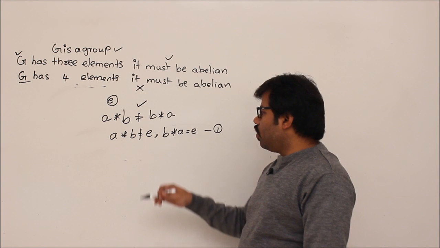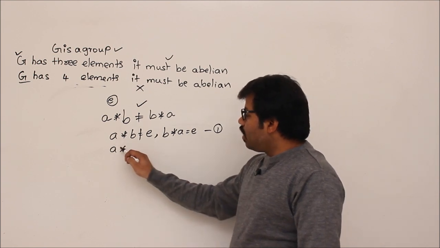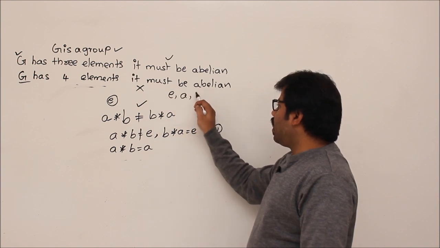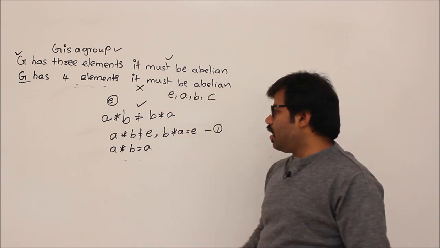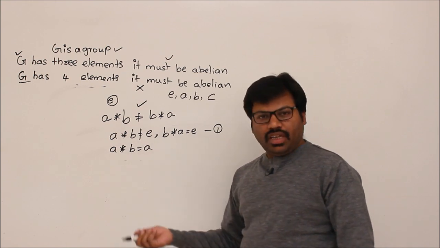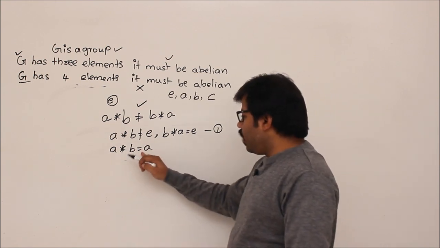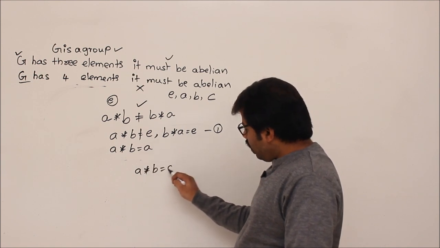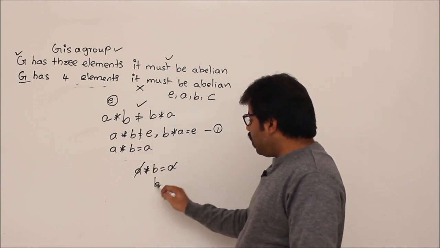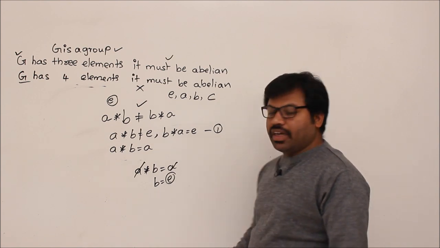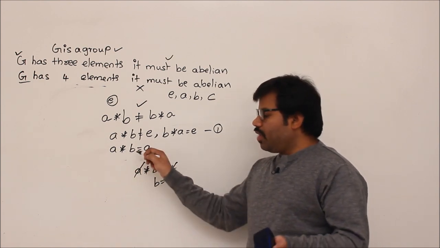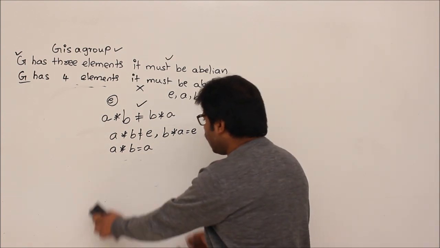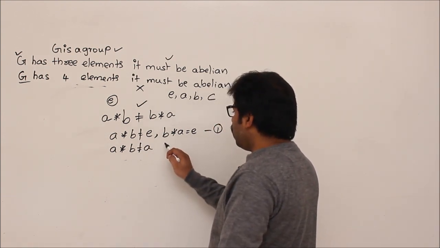Now, then what is it supposed to be? If A star B not equal to E, maybe A star B equal to A. Please recall, our elements are E comma A comma B comma C, correct? If A star B equal to A, same story: left cancellation, then B will become E. If B is the identity element, automatically A star B will become B star A. So A star B cannot be A.